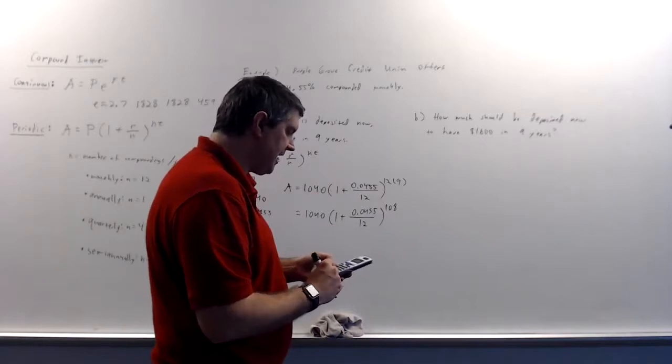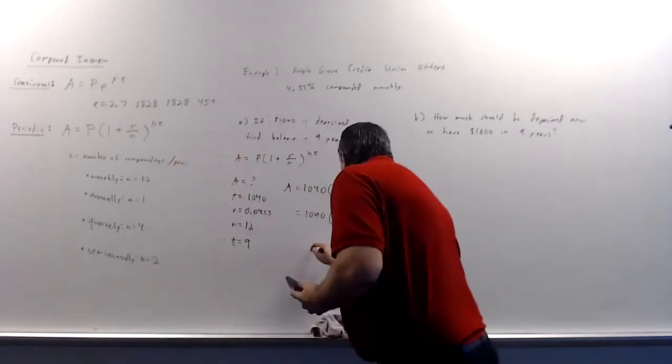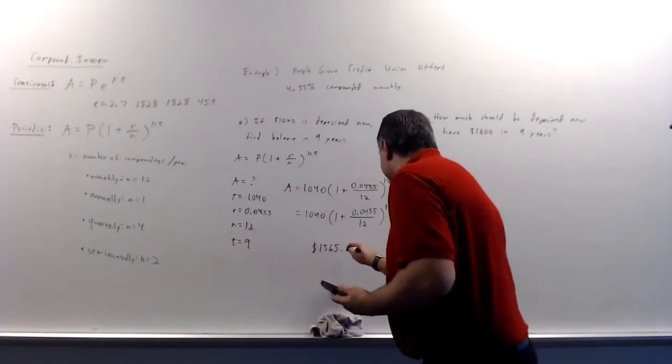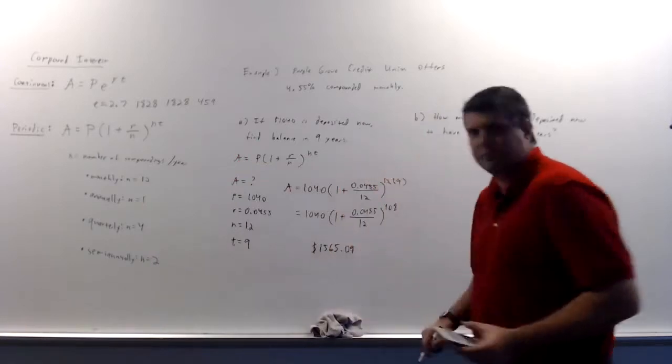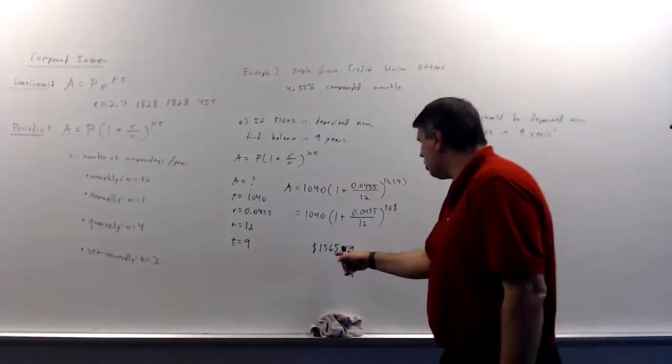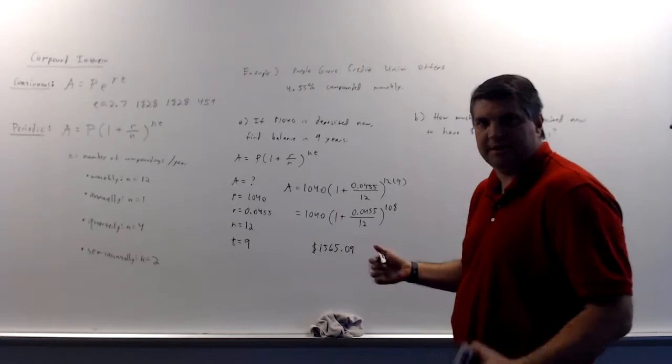So the nearest cent I got $1,565.09. Okay, unless given reason to assume otherwise, you will round to 2 decimal places to the nearest cent.